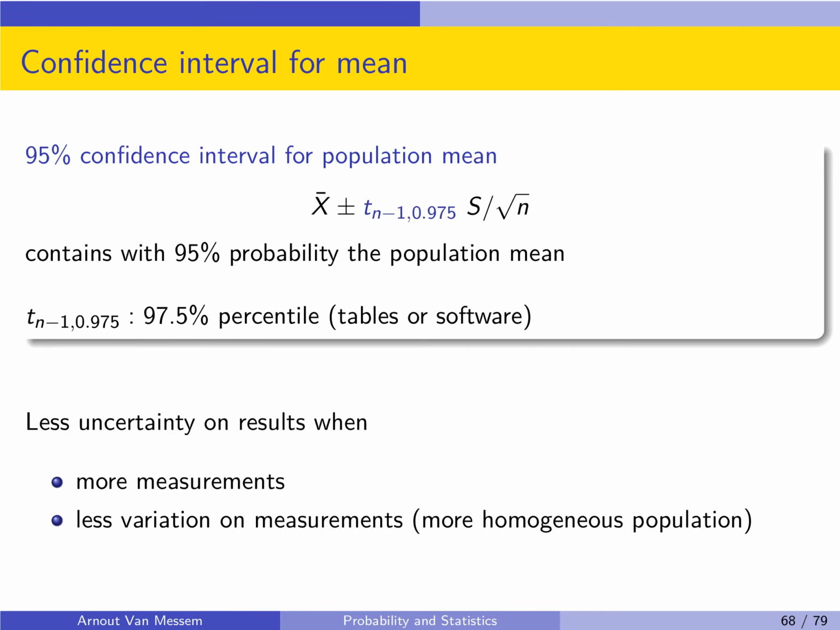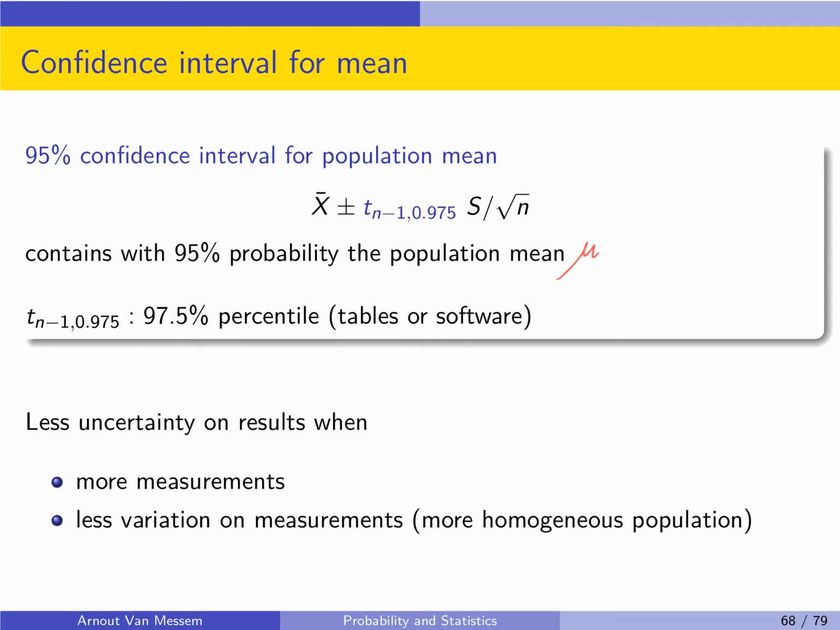If you then change the normal distribution to a t-distribution, your 95% confidence interval for the population mean becomes x bar, the sample mean, plus or minus the quantile of a t-distribution, times the sample standard deviation over the square root of n. And this interval contains, with 95% probability, the true population mean mu. The percentiles from a t-distribution can be found either in the tables, which you can find in the appendix of the course, or you obtain them from the software.